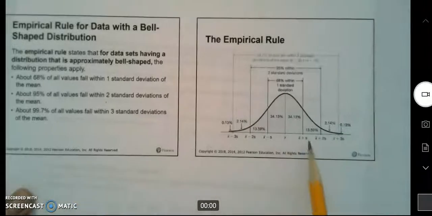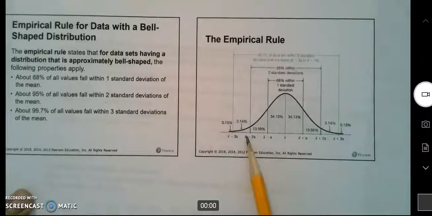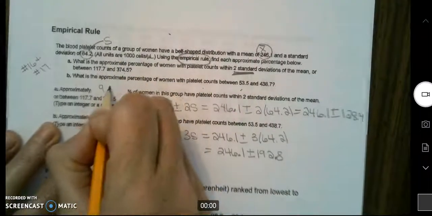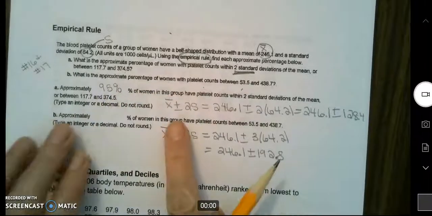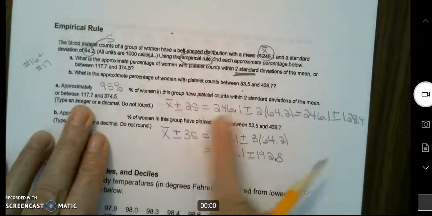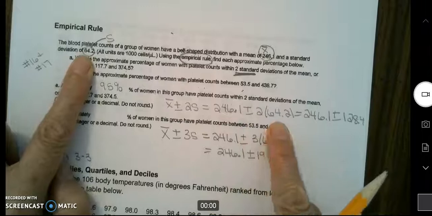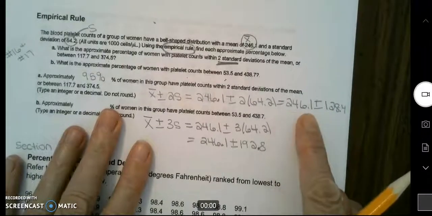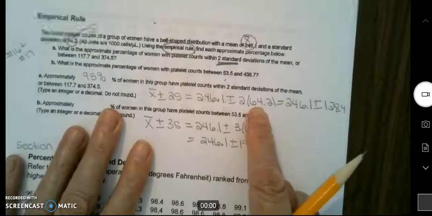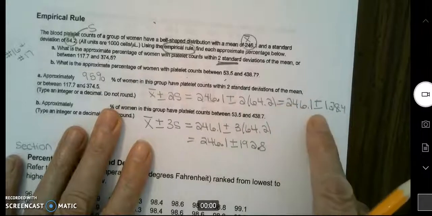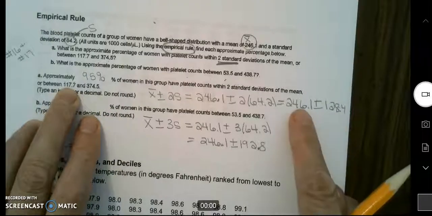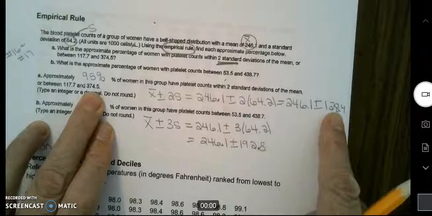So if I take my X bar and I add two standard deviations or I subtract two standard deviations, that should be 95% of the data. And I just want to show you this too. If I take X bar, 246.1, plus or minus two standard deviations, so 2 times my 64.2, I get 246.1 plus or minus 128.4. The 128.4 is found by multiplying 2 times 64.2. If I subtract 246.1 minus 128.4, I get the 117.7. And if I add, I'll get the 374.5.